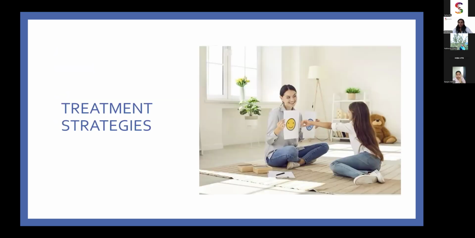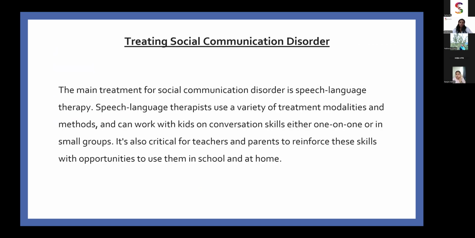What are the treatment strategies? The main treatment for social communication disorder is speech language therapy, and SLPs have a lot of variety of treatment modalities and methods. We can work with kids on conversational skills either one-to-one or in small groups. It's also critical for teachers and parents to reinforce these with opportunities to use them in school and at home. As a speech language pathologist, we can definitely help the child and the parents by letting them know these are the things that you have to work on.